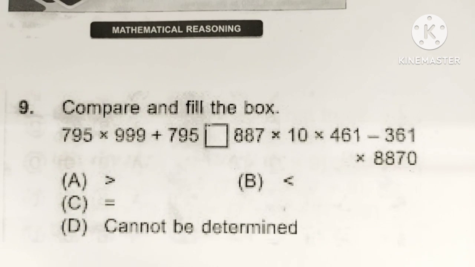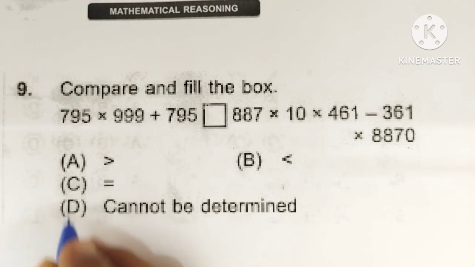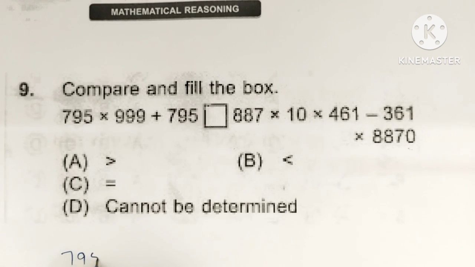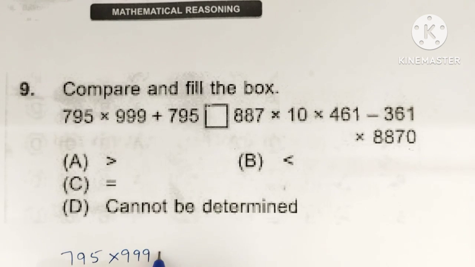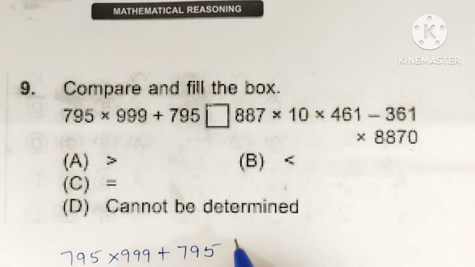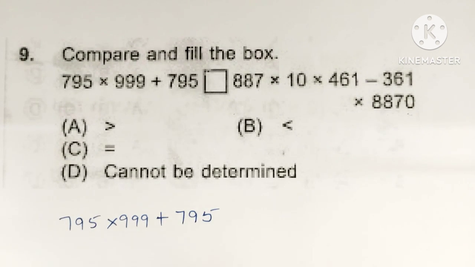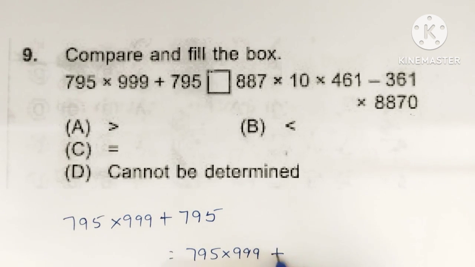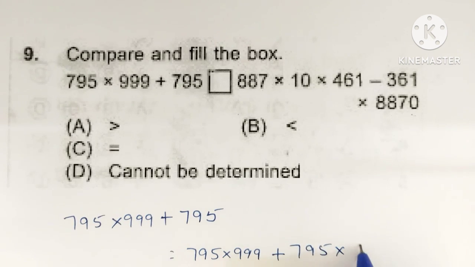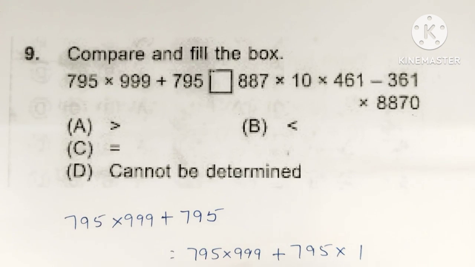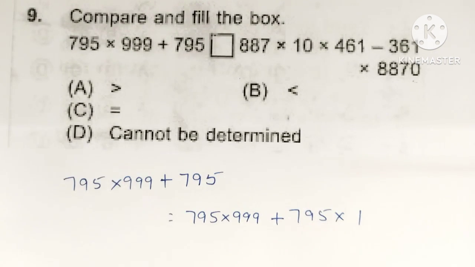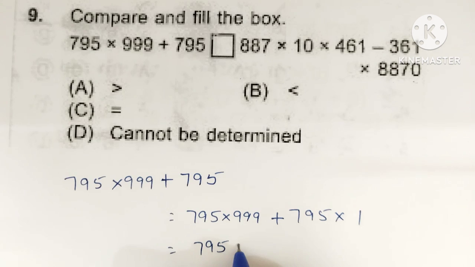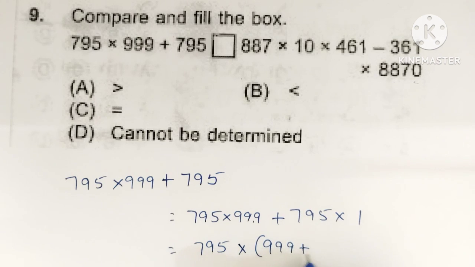First take out 795 into 999 plus 795. Now I am writing this as 795 into 999 plus 795 into 1. Here 795 is the common. I am taking 795 as common. 795 into 999 plus 1.